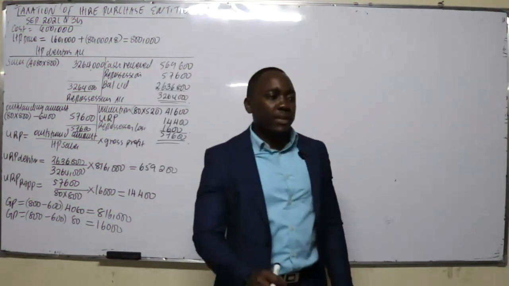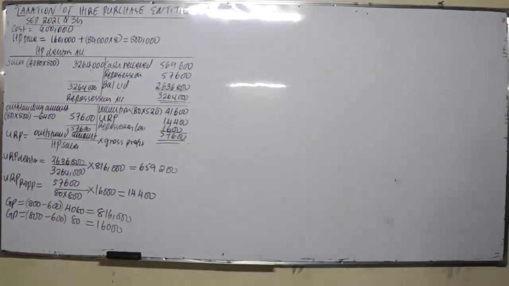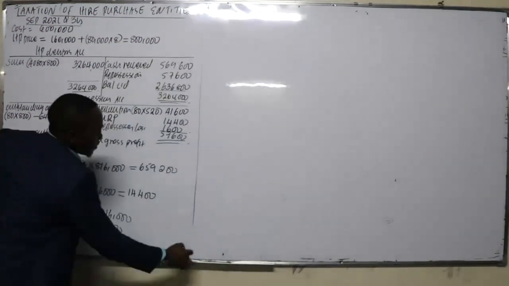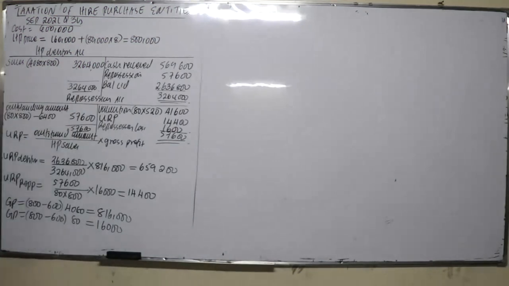The dividend from cooperatives and SACOs are known as non-qualifying dividends. Their withholding tax is 15%, which is not final. So therefore it will be taxed again. But from the company, they are qualifying, 5% withholding tax, which is final.